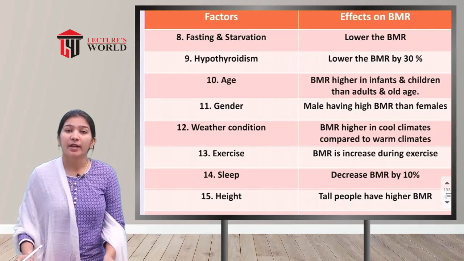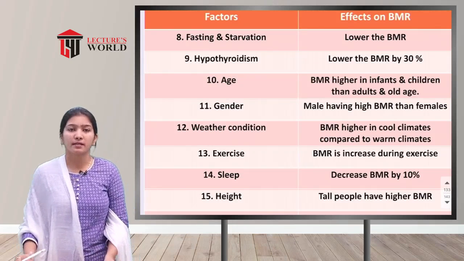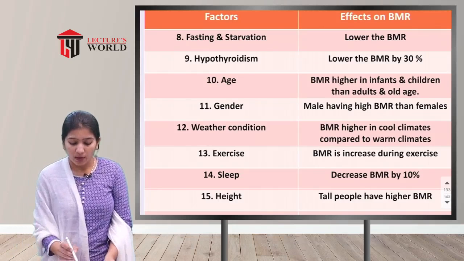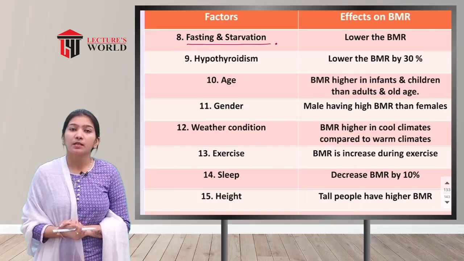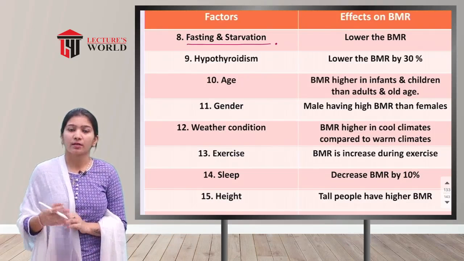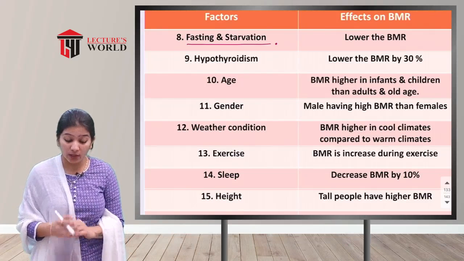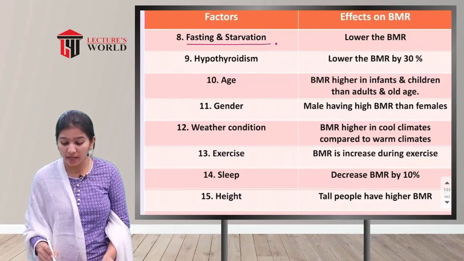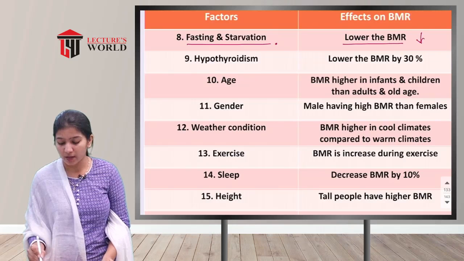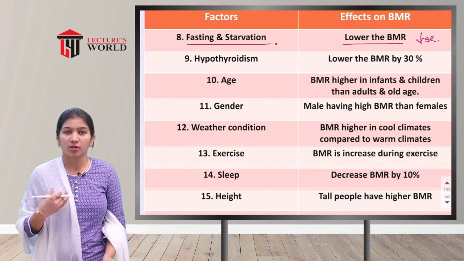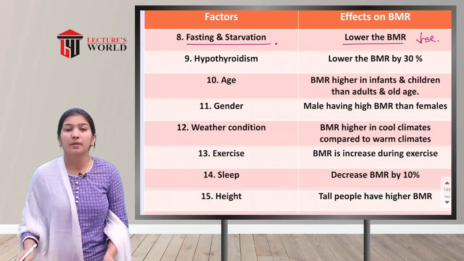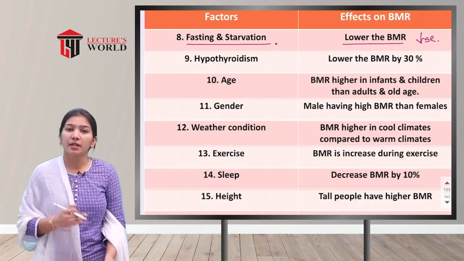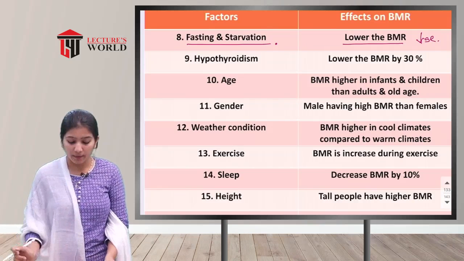Here are some other factors which also affect the basal metabolic rate. First one is fasting and starvation. If any person is doing any kind of fast or is in a starvation mode, or on diet therapy, in those people the BMR is decreased. People who do continuous fasting or starvation, in such people the basal metabolic rate is diminished or becomes lower.